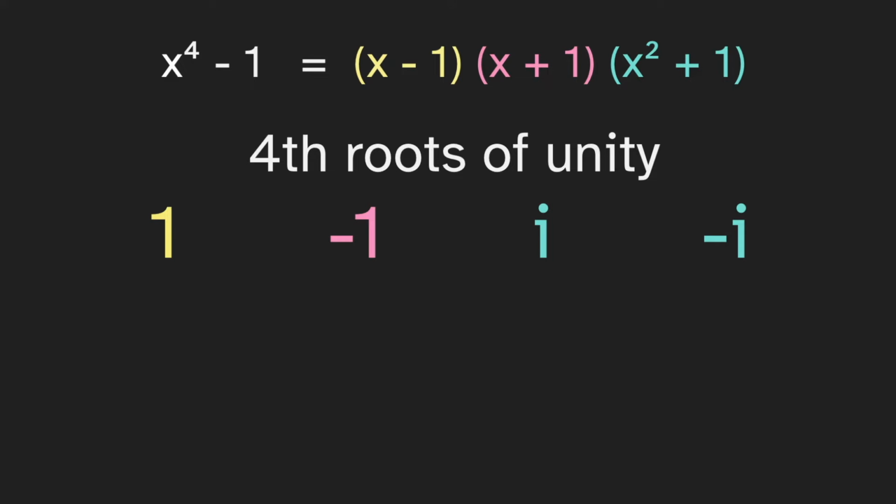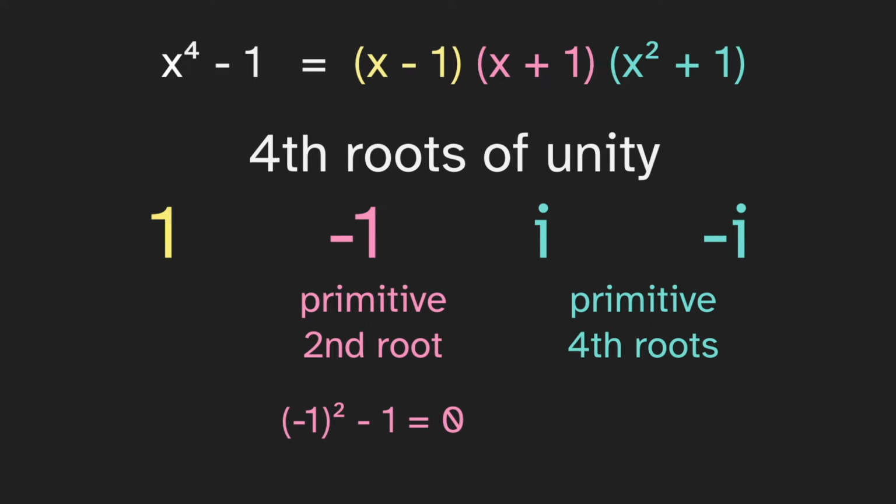Well, these four numbers are called the fourth roots of unity, because when raised to the fourth power, they equal 1. But they don't all act the same. The 2 on the right are called primitive fourth roots, because 4 is the smallest number for which they are a root of unity. But -1 is a primitive second root. If you square it, it equals 1. That's not true for i or -i. And then 1 is the primitive first root. It already is 1 itself.